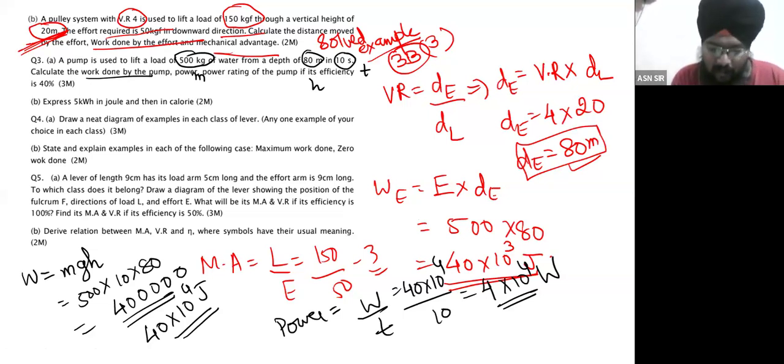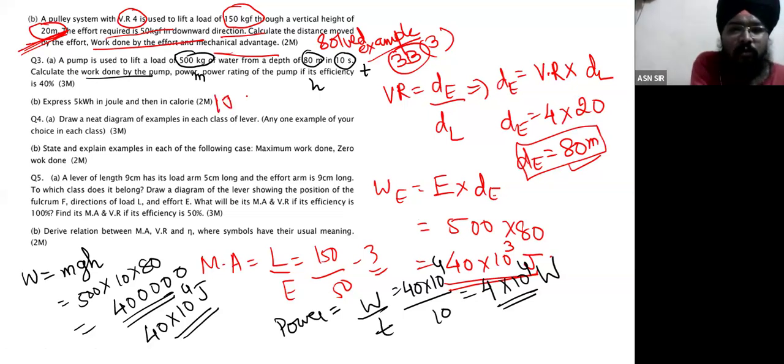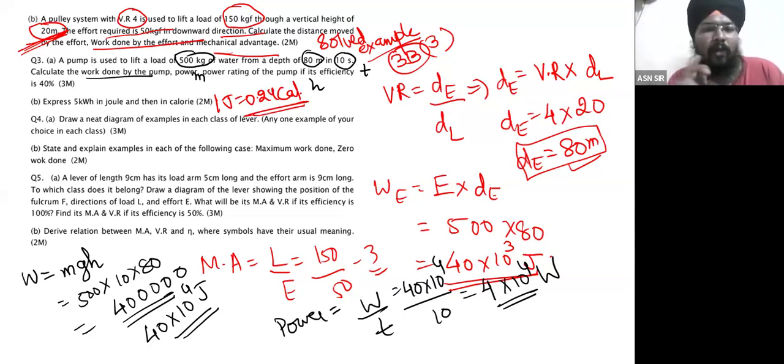For calorie, please remember that 1 joule is 0.24 calorie. So just use that value, 0.24, for your multiplication. Multiply with that value, and you will get that answer in calories. First, you convert it in joule. After converting in joule, you convert it to calories.